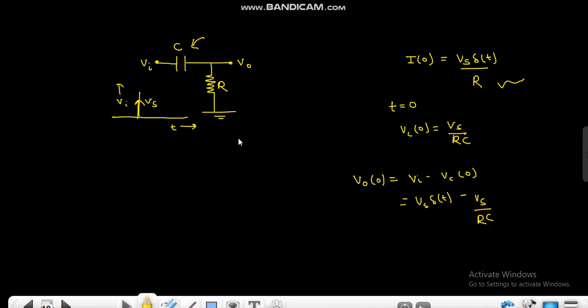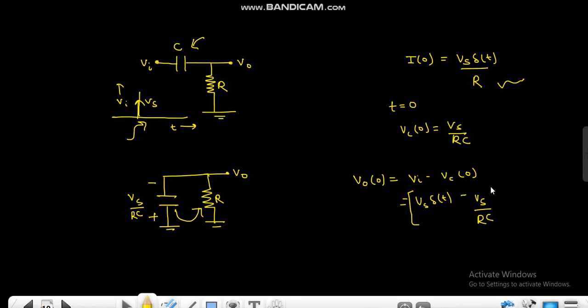And now at t equals 0 plus, again this input is gone, so the circuit will be as follows. Now the capacitor is charged to Vs by Rc, see the direction. With time it will completely discharge in this direction, and V naught will go to 0. So Vs delta t, okay, this is at t equals 0.